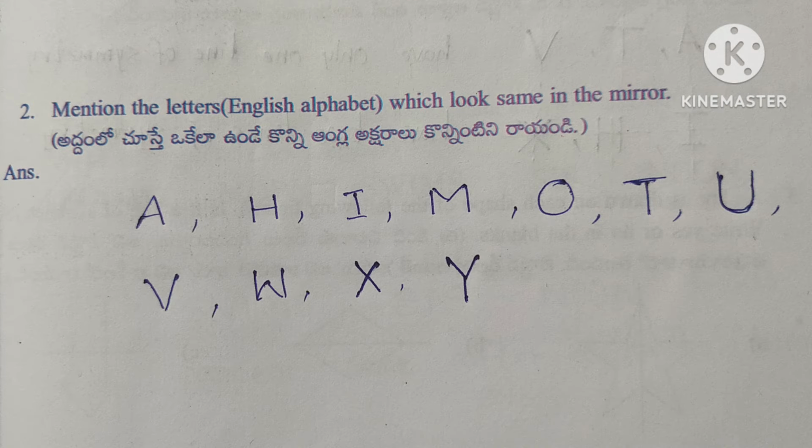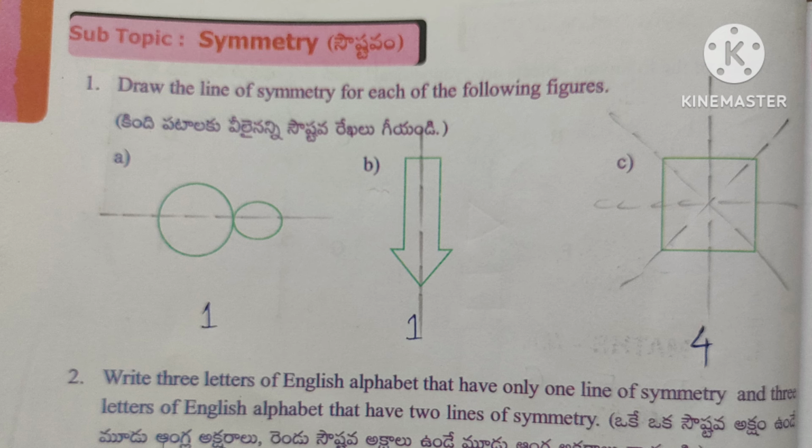Question number 2. Mention the letters which look the same in the mirror. Here A, H, I, M, O, T, U, V, W, X and Y look the same in the mirror. Worksheet 8. Question number 1 from worksheet 8. Draw the line symmetry for each of the following figures.